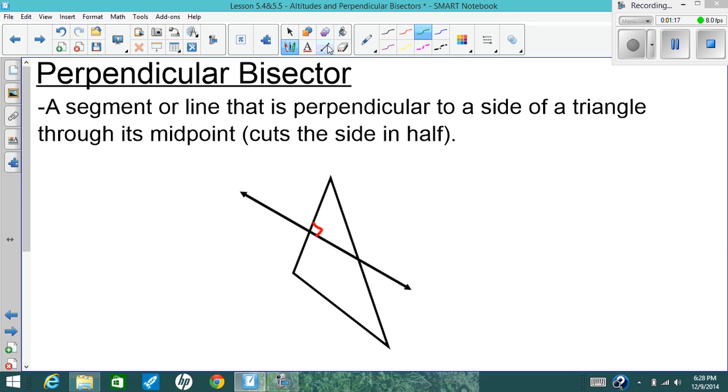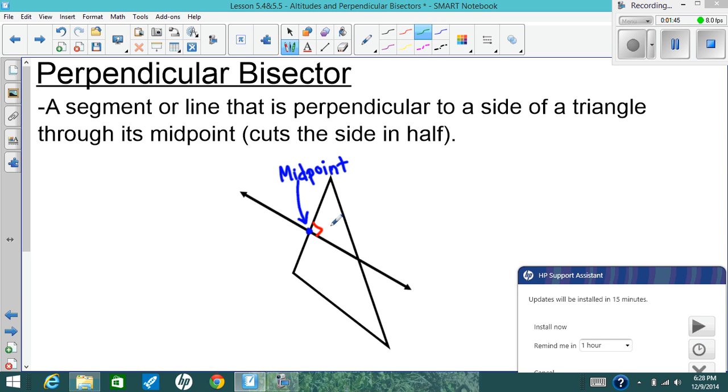Another segment or line, perpendicular bisector, can be a segment or a line. In this case, I drew it as a line. It's also perpendicular to a side of a triangle, and it's perpendicular in a way that it goes through the midpoint of one of the sides. So the place where this line, this perpendicular bisector, is intersecting a side is the midpoint of the side. So perpendicular means we have a right angle.